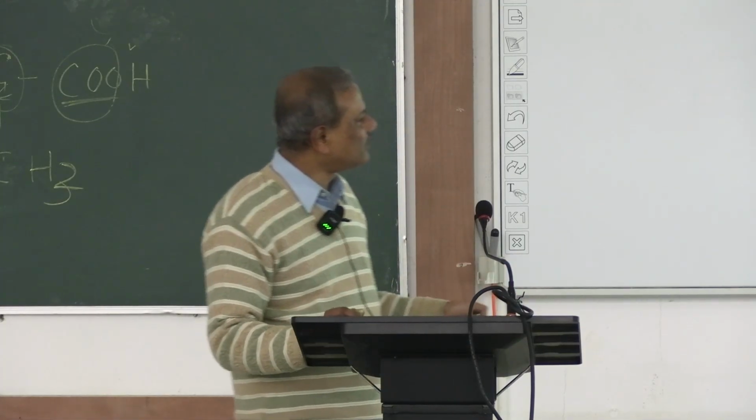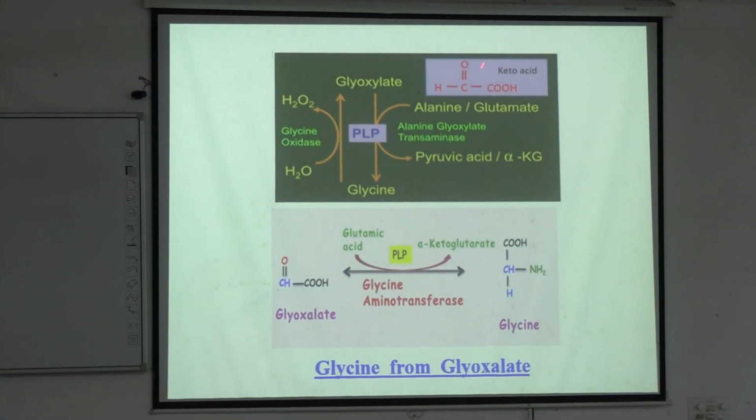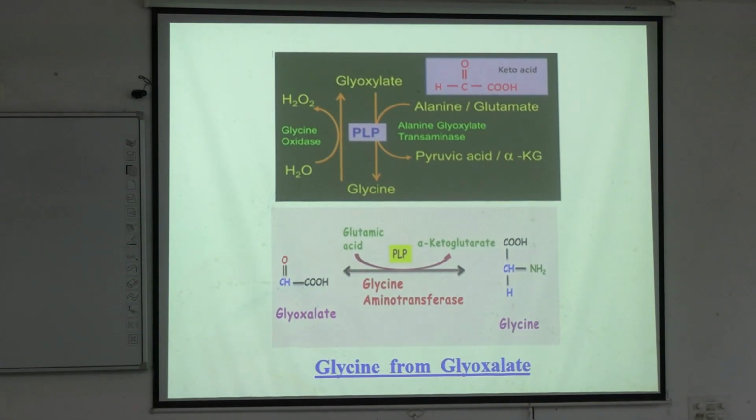Second, glycine from glyoxylate. Glyoxylate, you see, it is a keto acid. So we need an amino acid. So amino acid can be added to a keto acid by a transamination reaction. It is as simple as that. I have told you during transamination that when an alpha keto acid is converted through a transamination reaction, that keto acid gets converted into an alpha amino acid. And the amino acid which is contributing that amino group itself will get converted into keto acid. So ping pong mechanism I told you.